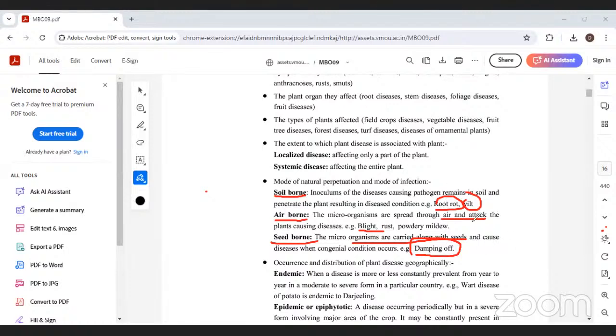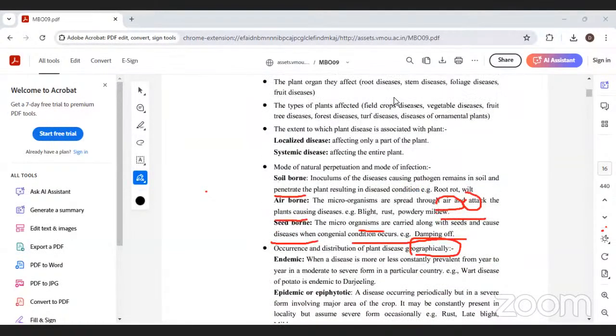Next one, coming to another topic, occurrence and distribution.